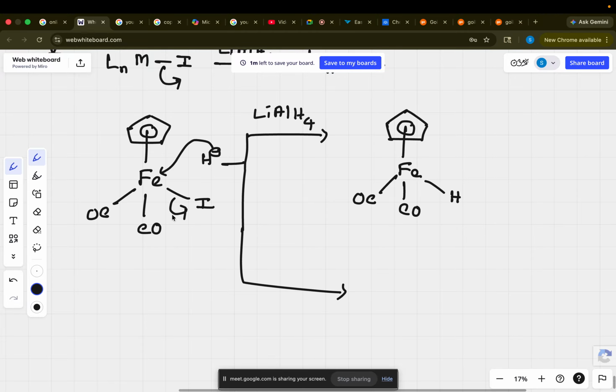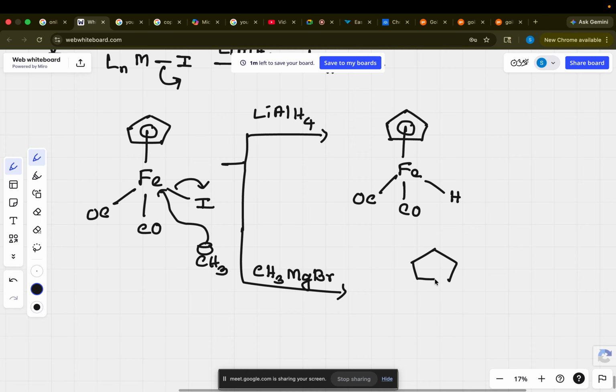Suppose I am treating the same compound with methyl magnesium bromide, a Grignard reagent. So what will happen? CH3 minus will attack the metal center, so that iodine will leave. Correct. CH3 minus is the nucleophile, so it will attack the metal center, and iodine will leave. So what am I getting?